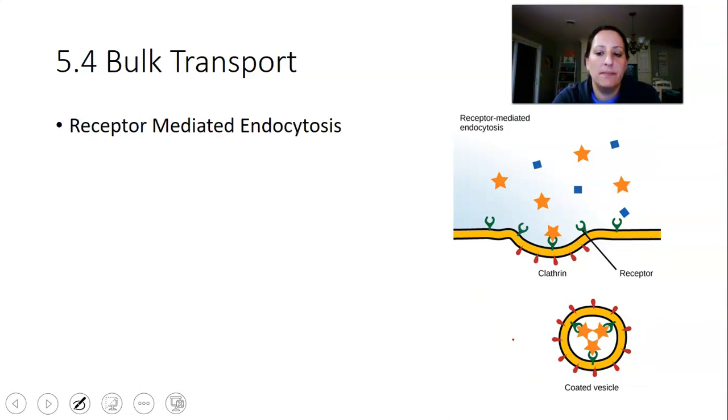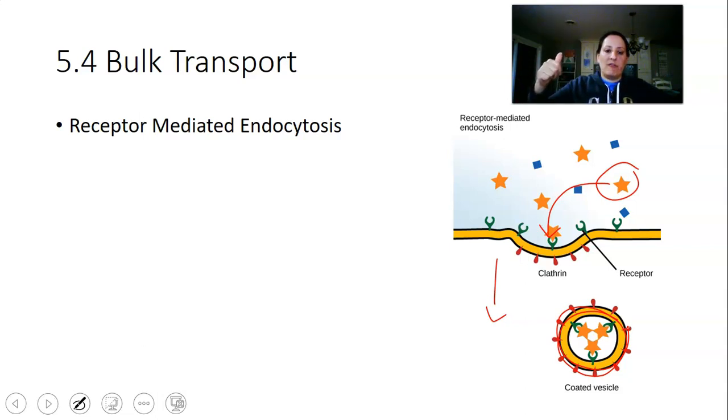Again, requires energy. This is when particulate matter needs to get into the cell, but it's going to bind specifically to a receptor first before it gets internalized in a membrane-bound compartment. Okay, so bulk transport of stuff into the cell is called endocytosis. We have phagocytosis, pinocytosis, and receptor-mediated endocytosis. All 3 are going to bring materials into the cell and require energy.